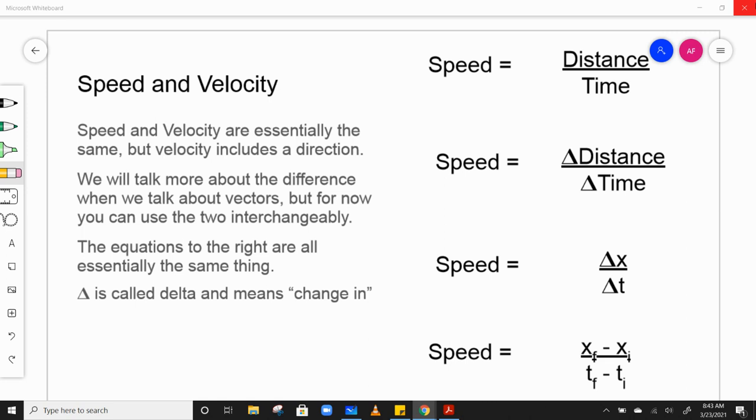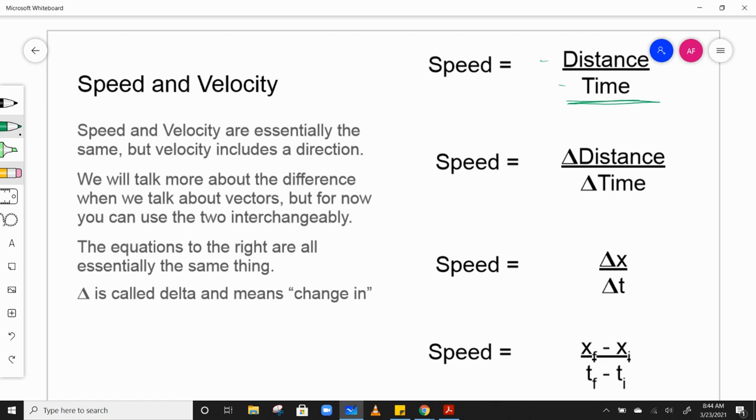But for now, and just for today, we're going to be doing some calculations, and we can use velocity and speed the same way. I mean, it's pretty much the same thing. Okay. All the equations to the right are also essentially the same. Basically, speed is just distance divided by time. So distance over time. So the distance traveled over the time it takes to travel that.